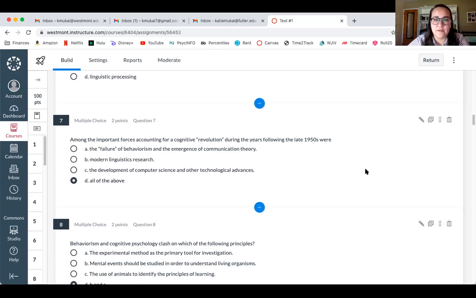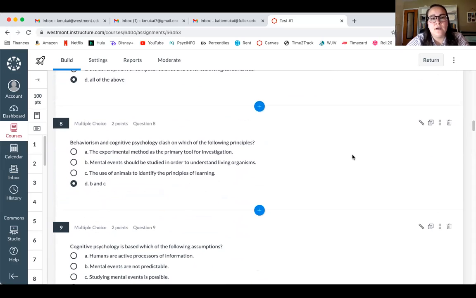And then we also had the development of computer science and other technological advances as well during that time. Computers that helped us to have better, more accurate methodology when it came to measuring human cognition. So for seven, it's D, all of the above.